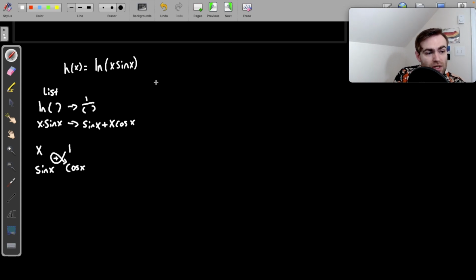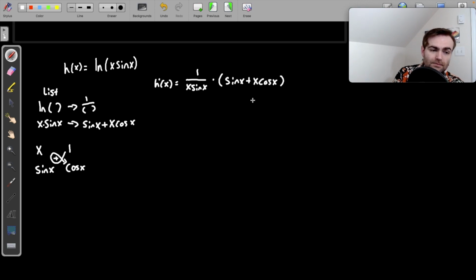So chain rule is the derivative of the outside, keeping the inside the same, so this inside of x sine x, and we're going to multiply that by the derivative of the inside, so this string of sine x plus x cosine x. Now, technically this is the derivative, but it's not very pretty.